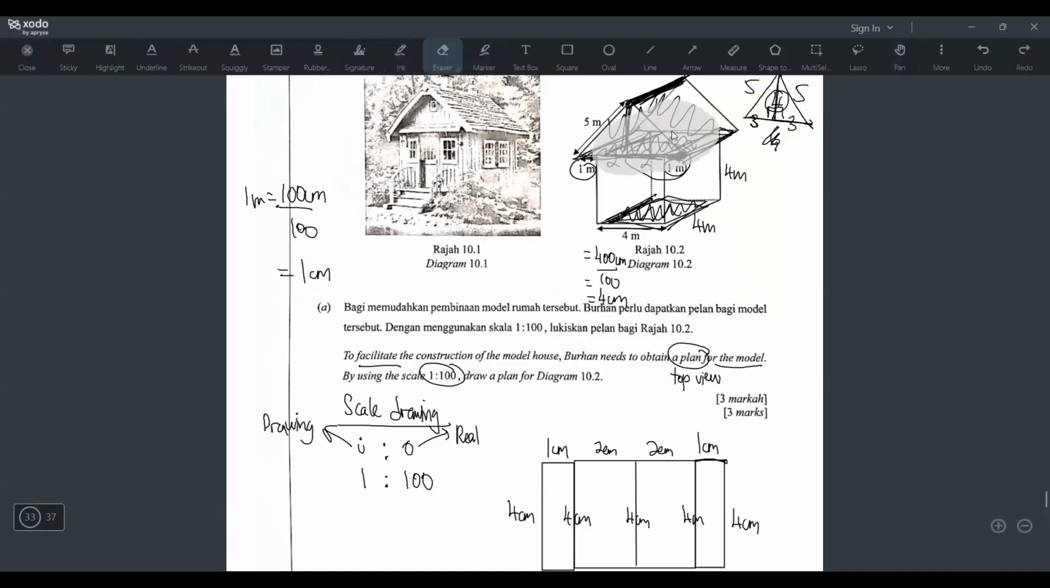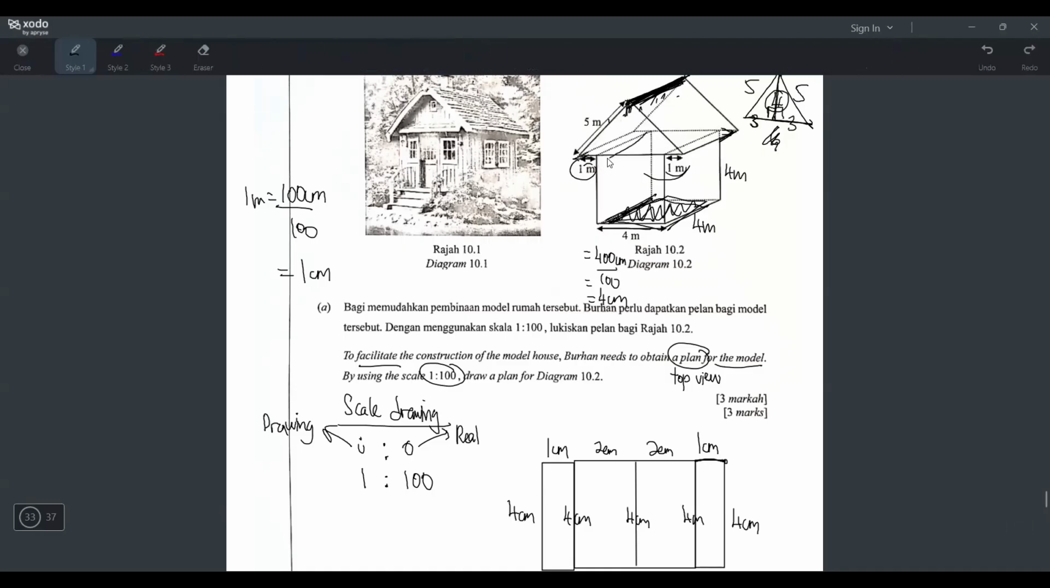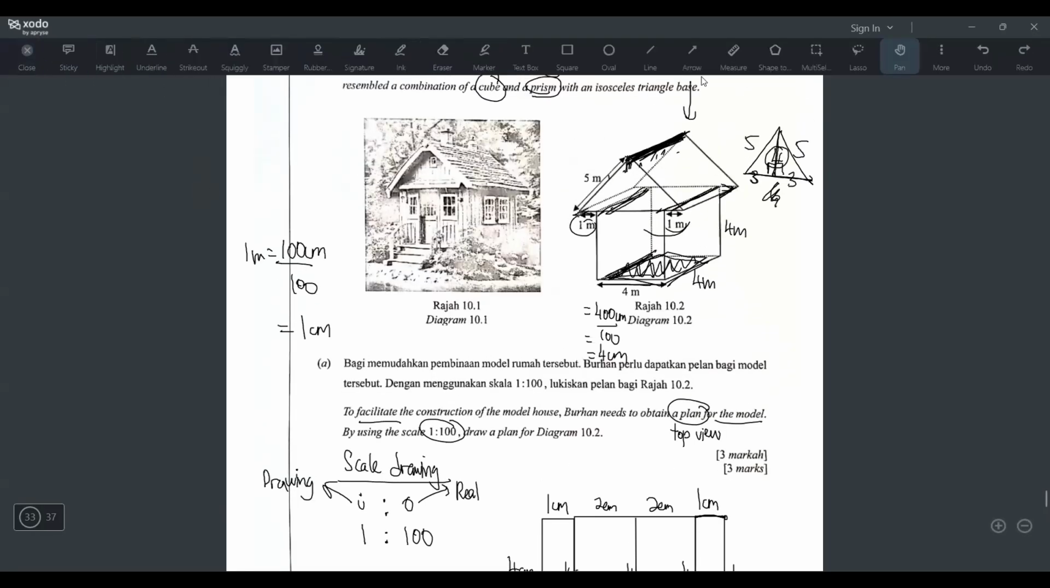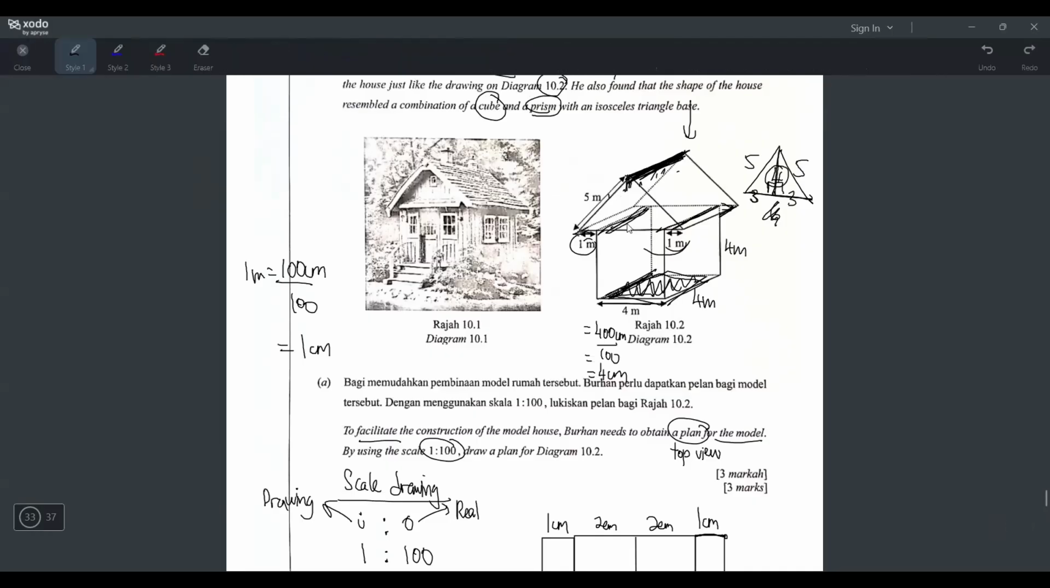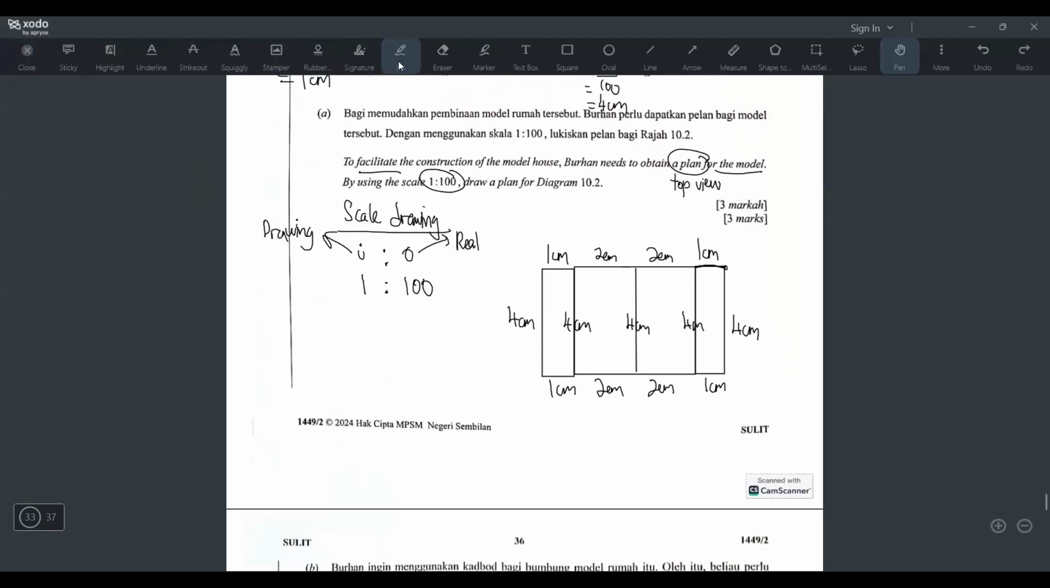Okay, let me make it clear for you. We can't actually see these two lines. It's actually hidden, right? Because if you look from the top, these two lines are hidden. This line and this line, this line and this line, you can't actually see it. So it's hidden, so we have to use dotted line. So what I have to do now is change this to a dotted line.